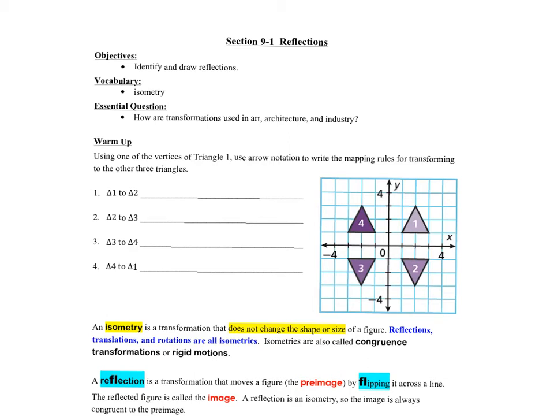This is 9-1, reflections. Hit pause so you can try the warm-up problem and hit play when you're ready to hear the answer.